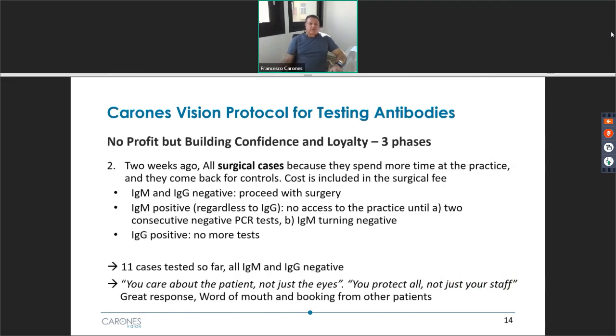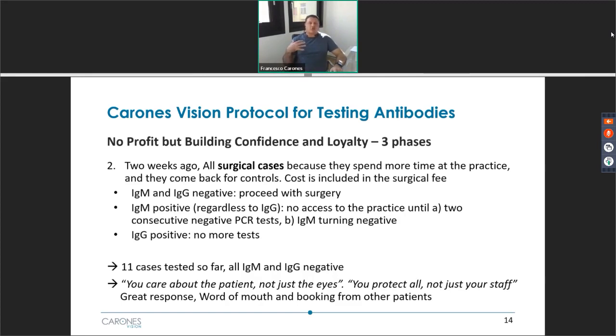The response from the staff brought us to go to the second step, which was testing the patients undergoing surgery, with the idea that those patients were staying longer in the practice for the surgery, for the post-operative exam and all of that, and we did exactly the same. We tested up to now 11 cases, as you read here. They are all IgM and IgG negative, so we didn't have to send anybody home. But again, the feedback that we had from the patients was extremely positive.